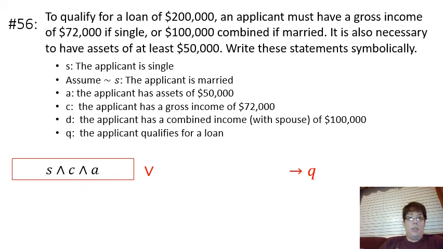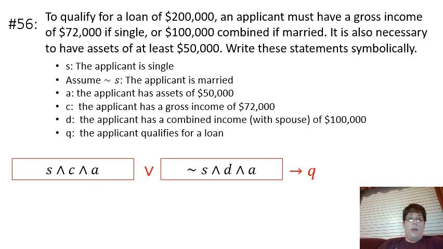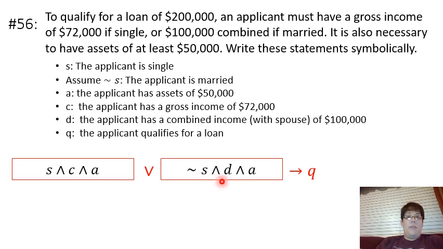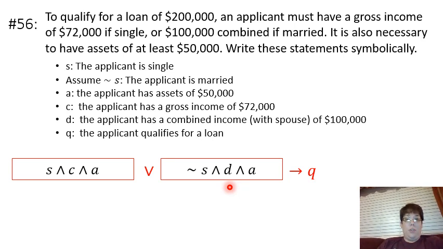All right, now let's look at you married folks. Remember, married just means that you're not single, and you have to have a combined income with your spouse of 100,000, and you also have to have that assets clause of $50,000. So here I have it broken down. These are my single conditions. These are my married conditions. If you meet either one of these situations, then you will qualify for the loan.